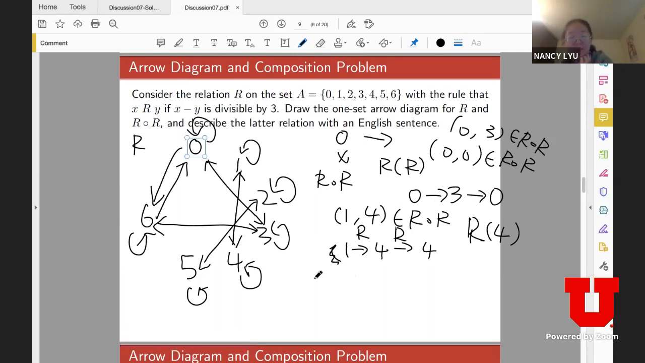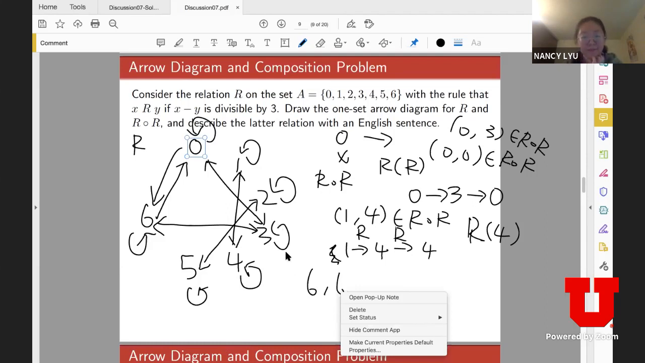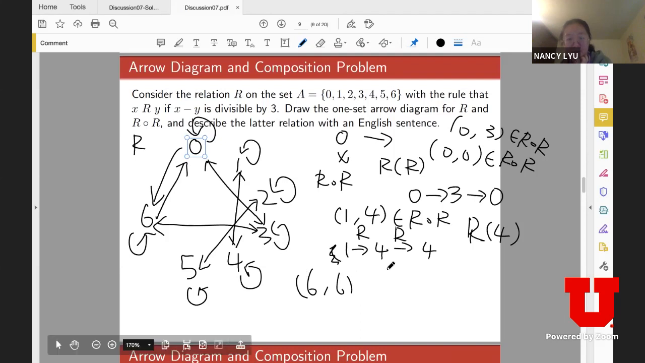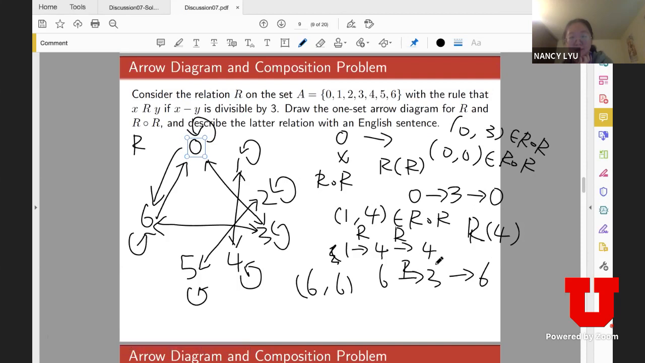And then you can test other numbers as well, like 6. You want to check if 6 is in the set. So you can have 6 go to 3, and 3 go back to 6. So that will give you that R composition R is the same as the one set arrow diagram of R.